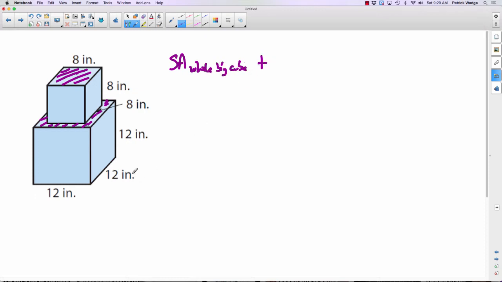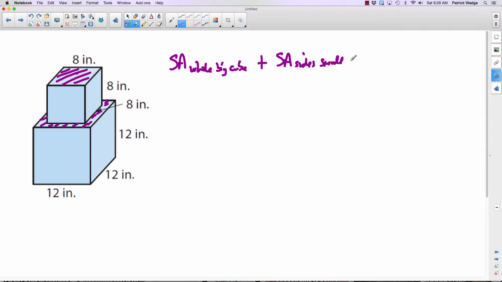and we need to add to it, what will we still have to get in the small cube? Well, we won't have to get the bottom, because that's not paintable, right? That's covered up. We won't have to get the top, because we already dealt with that when we did the whole big cube. So we'll just have to get the 4 sides. So the surface area of the sides of the small cube.